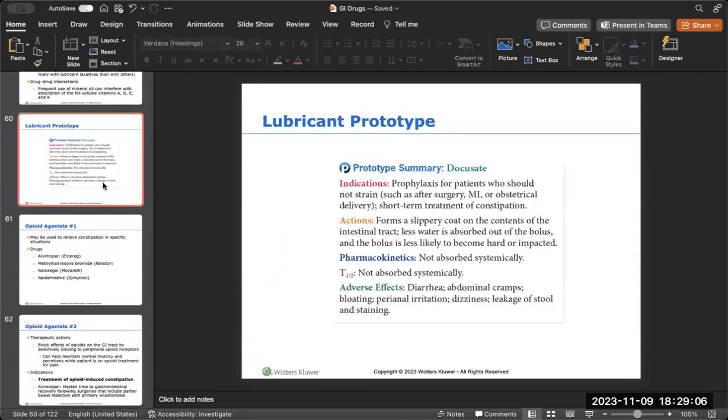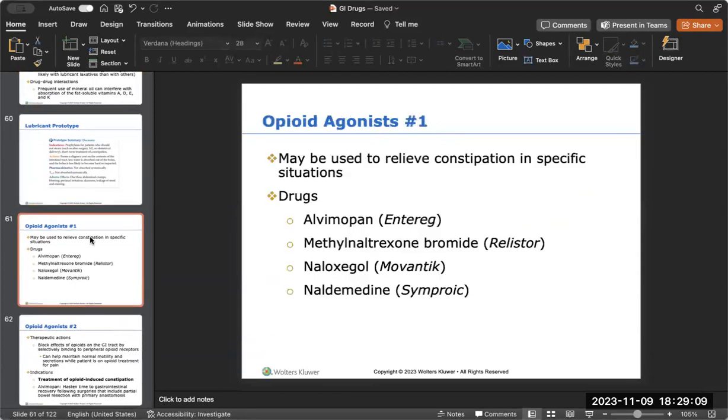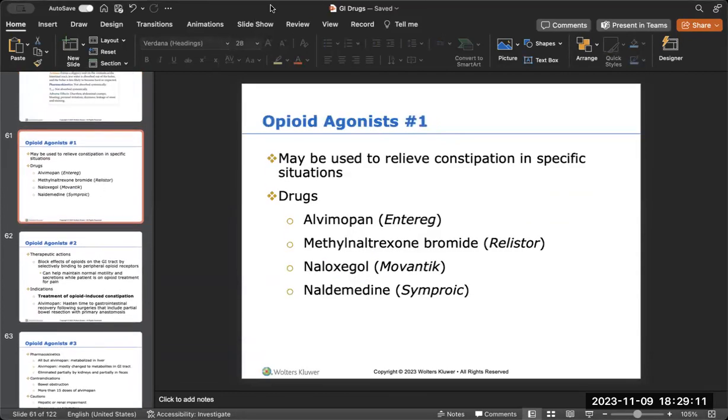Prototype docusate, this is just a summary, okay? Now, we have another class of drugs that can treat constipation in specific situations. So, opioids. I know we haven't learned opioids yet, or you haven't been taught them fully, but you might have heard a lot about them in med-surg and other sections. Opioids, like morphine, can cause respiratory depression, sedation, urinary retention, but they can also cause constipation. So these drugs are used to treat constipation induced by opioids.